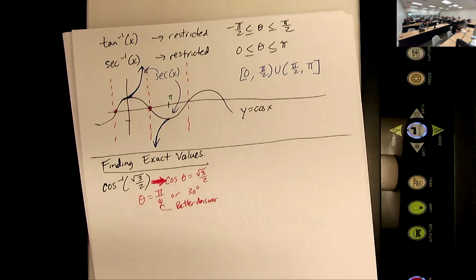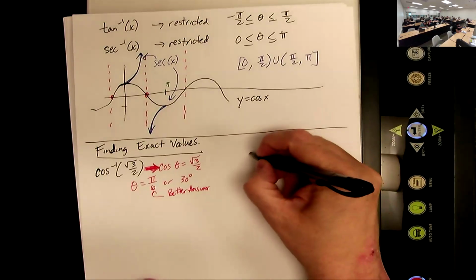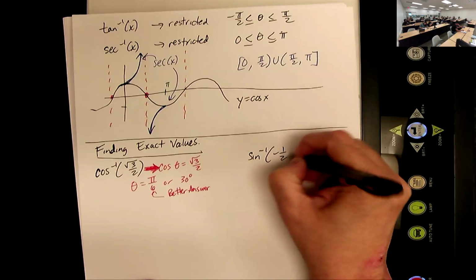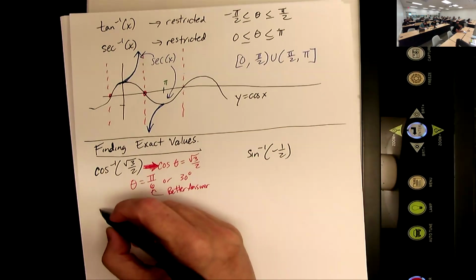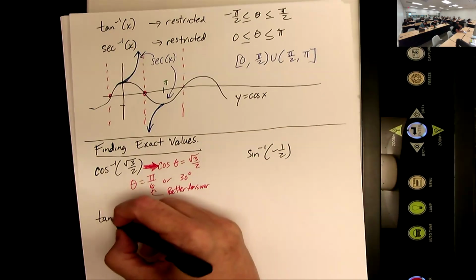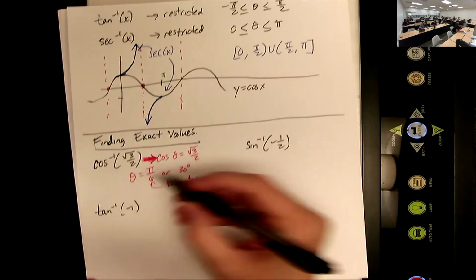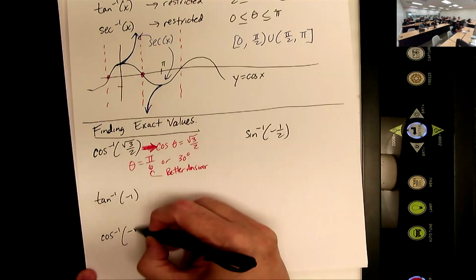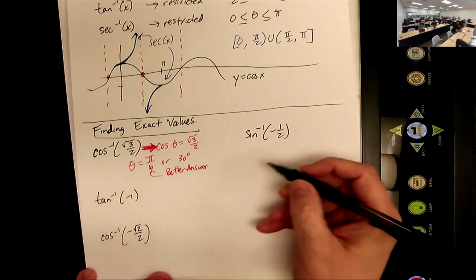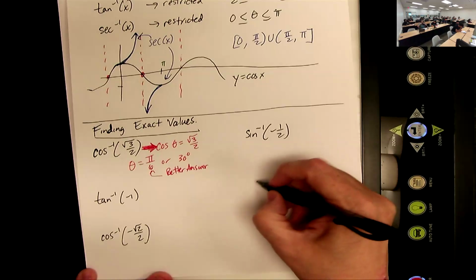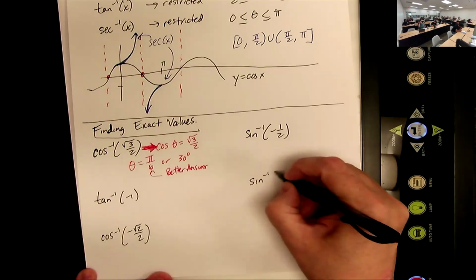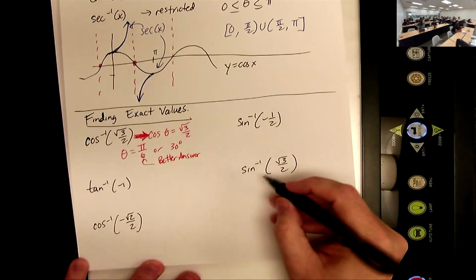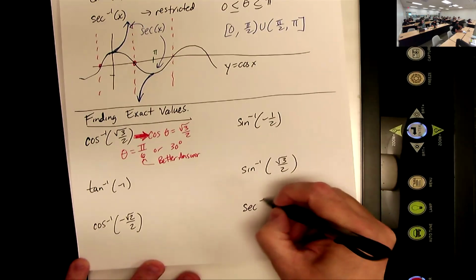So let me give you guys a few more to do. Take a minute or two. Sine inverse of negative 1/2. Let's do tangent inverse of negative 1. Cosine inverse of negative root 2 over 2. And sine inverse of square root of 3 over 2. And let's throw in a secant, secant inverse of 2.